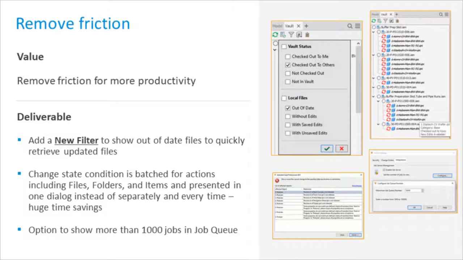And there's now an option to show more than 1,000 jobs in the job queue. You can now set the number of jobs displayed in the job queue using a new option in the Integrations tab of the Global Settings dialog box. When jobs are submitted to the job processor's job queue, previously only the first 1,000 jobs were displayed. In Vault 2021, the administrator can now configure the job queue maximum display number from 1,000 to 100,000.